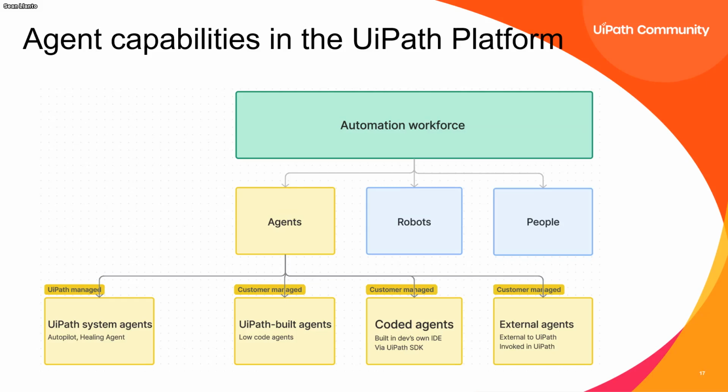We also have the UiPath build agent, and this is the one that we are actually focusing on today. This is what Ash will be demoing as well. Build agents are the ones that you create with Agent Builder in Studio Web. This is a UiPath low code development solution that enables you to create powerful agents with minimal coding expertise as well.